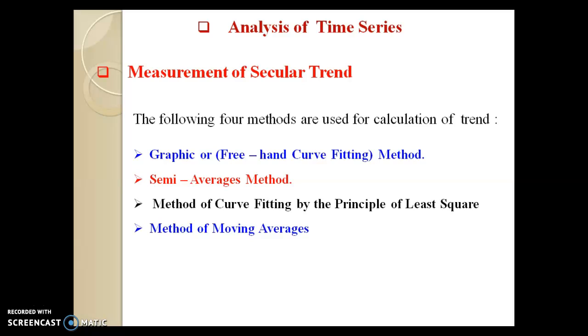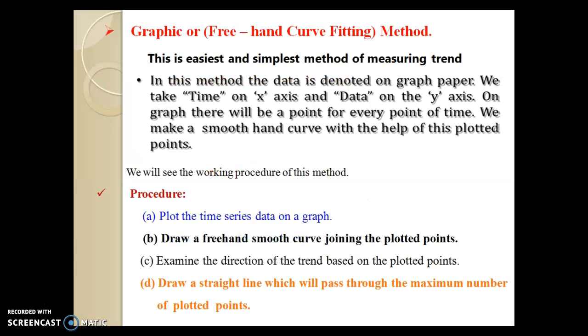In measurement of secular trend, there are four methods used for the calculation of trend. First one, graphical or also called the freehand curve fitting method. Second, semi-average method. Third, method of curve fitting by principle of least squares. And last, method of moving average. We shall discuss them one by one in brief. The first one, graphical method or freehand curve fitting method.